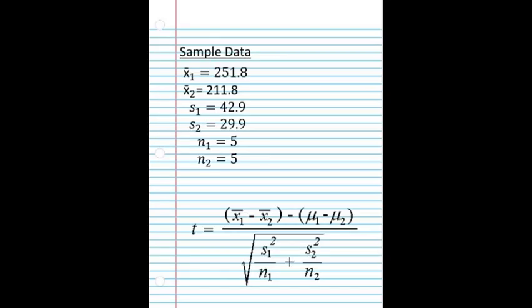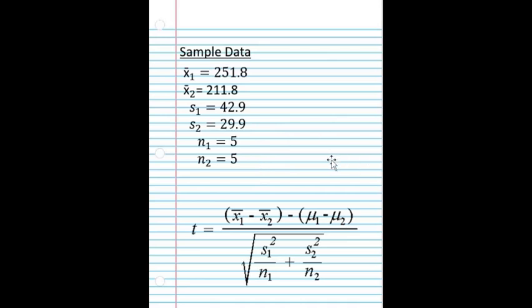Our sample mean for the Kellogg's Raisin Bran is 251.8, with a standard deviation of 42.9. The sample mean for the Publix Raisin Bran is 211.8 with a standard deviation of 29.9. Both of these have a sample size of 5.